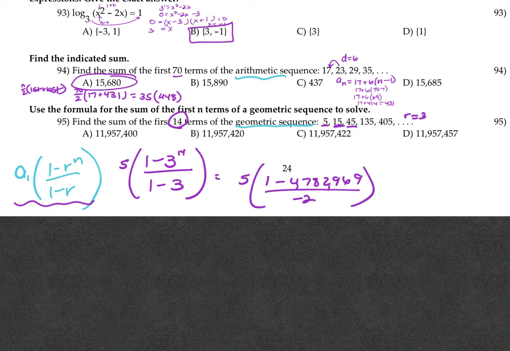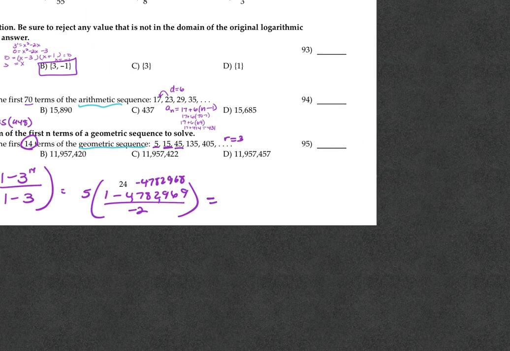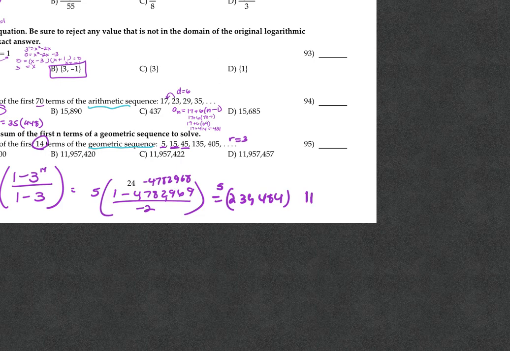1 minus the 3 to the 14th is negative 4,782,968 divided by negative 2. And I get 2,391,484. And then multiply that times 5. And I get 11,957,420.